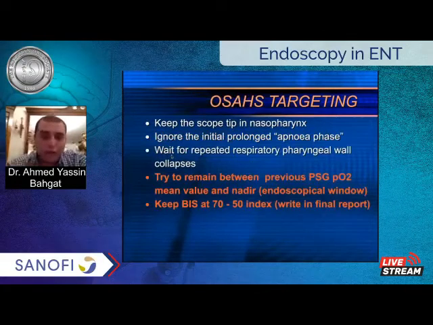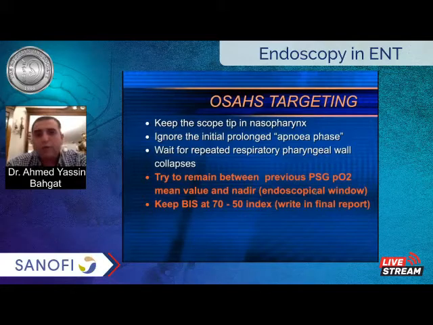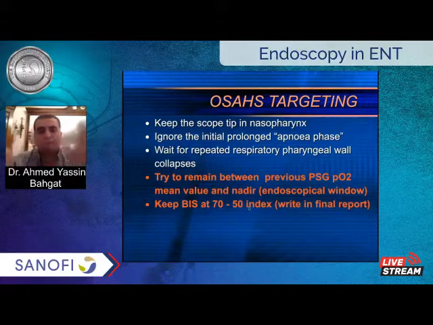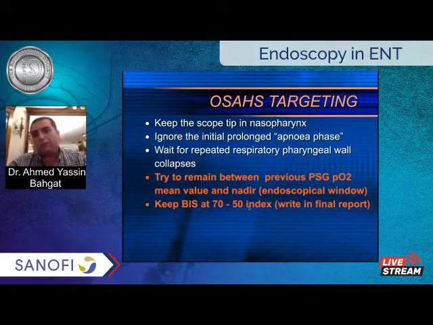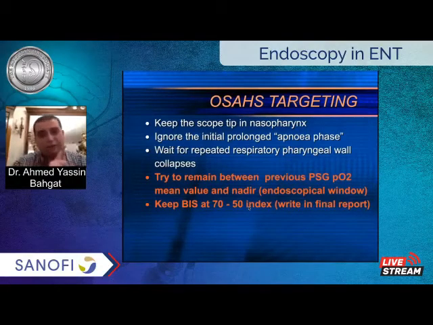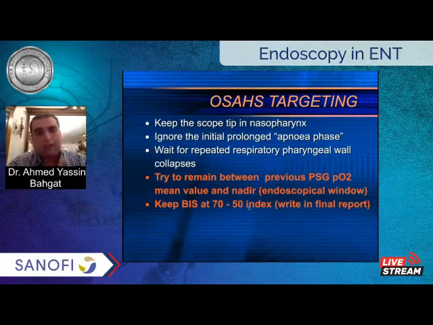So in order to reach the collapse, we need to be in what we call the observation window. The observation window, as I told you, if you have BIS, is between BIS 50 and 70. If you don't have BIS, you are waiting for a snoring, hypopnea, apnea cycle. You have to have apnea following snoring, not apnea at the beginning. Don't judge on that apnea.